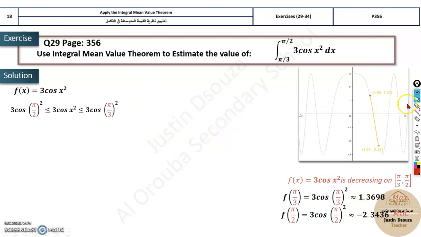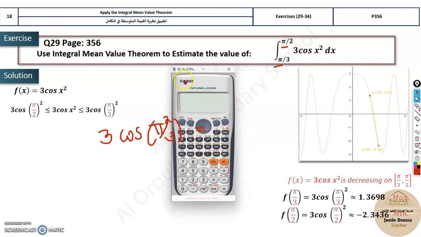Now I'll tell you what you need to do. These are the limits, right? For this function, apply these limits and solve. So it'll be 3 cos, and instead of x, you need to put pi by 3. Now remember, this is x square. If you put it like this in the calculator, it's wrong. The square must be inside. I will show you both cases and solve the value. Similarly, put pi by 2 and solve. Let me just do it.